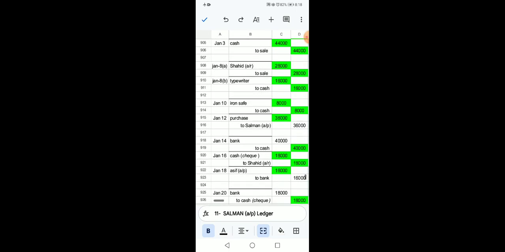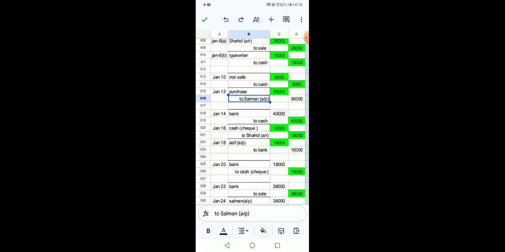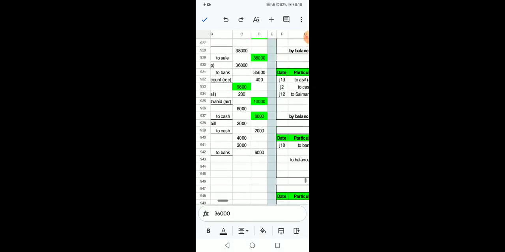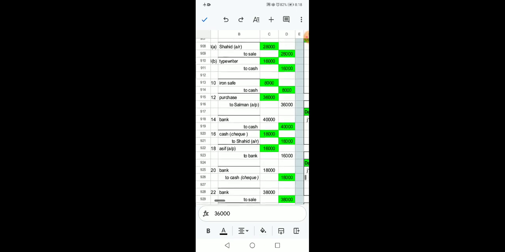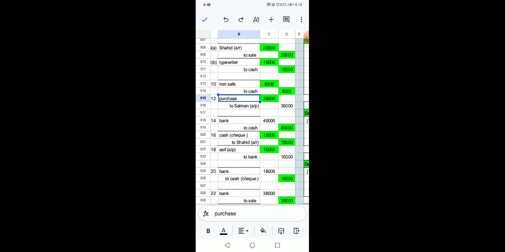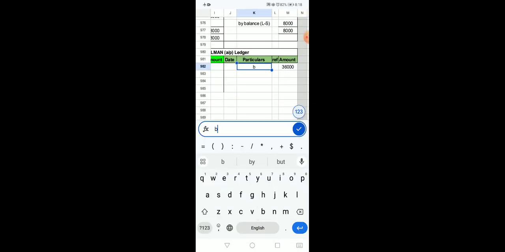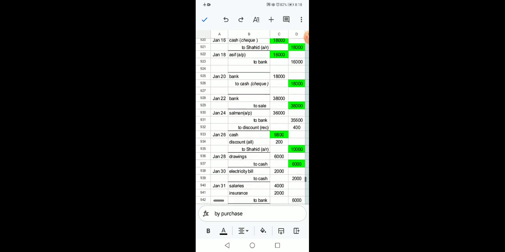Now we will look for Salman. Wherever he is present, we will pick and post in ledgers. Above all entries are marked, so there is no need to see the entries on the above side. Salman here is present and it is credited by 36,000. Go to Salman's ledger and write down 36,000 on the credit side. Now see what the reference for this 36,000 is. What is written on the opposite side? That is purchase. So put the reference as purchase over here. This way the reference is completed for 36,000.